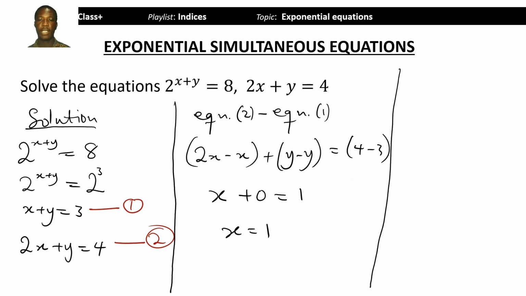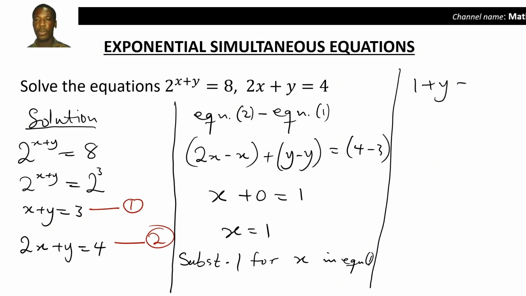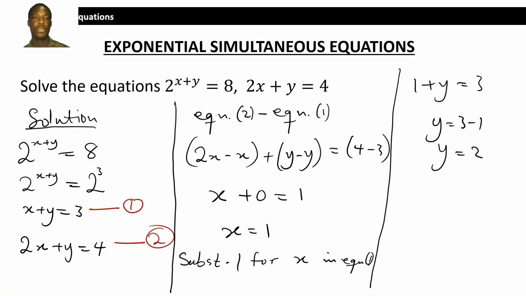Then with x obtained, I will substitute the value of x into equation 1. So I'm substituting 1 for x in equation 1. And that will give me 1 plus y is equal to 3. So y is equal to 3 minus 1. y is equal to 2. So this is how we solve it.